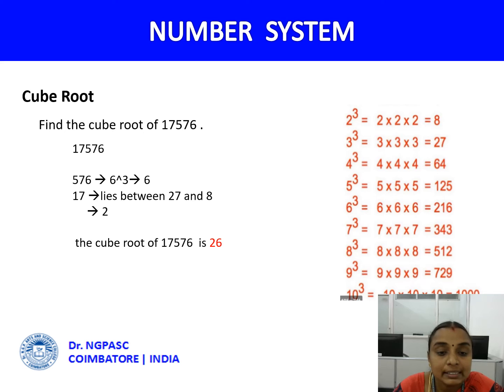So for 576, we have to take 6 cube, that is 6. Then for 17 you have to check where it is lying. 17 is lying between 27 and 8, so you will get 2, that is 2 cube. So you have to put 2 there. Then the cube root of 17576 is 26.